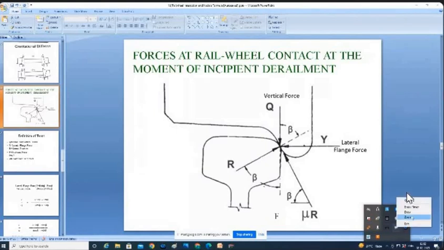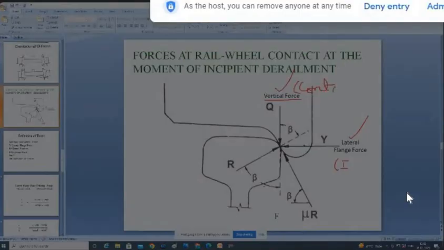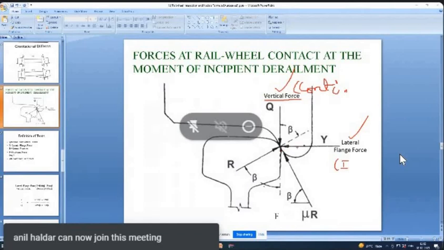whenever any wheel or wheel set is moving, either locomotive or a coach or a wagon, always two forces will come into picture. One is called vertical force, another is called lateral flange force. This is the instantaneous force, but this is the continuous force.